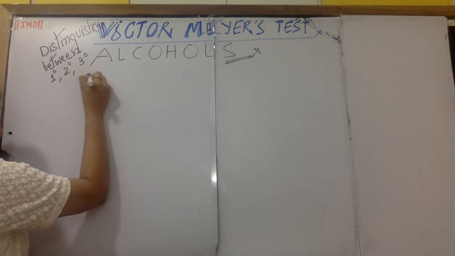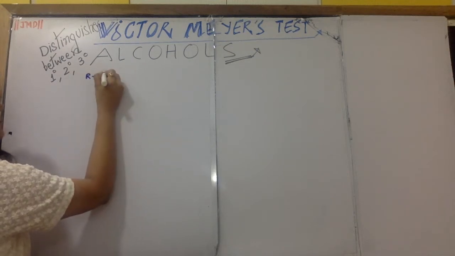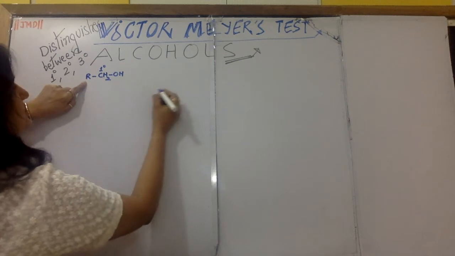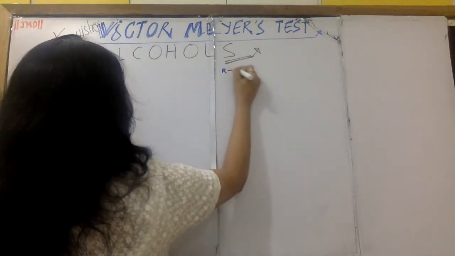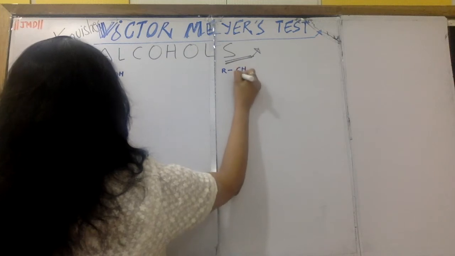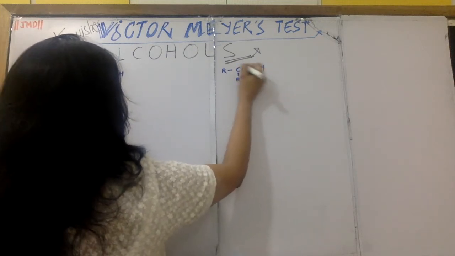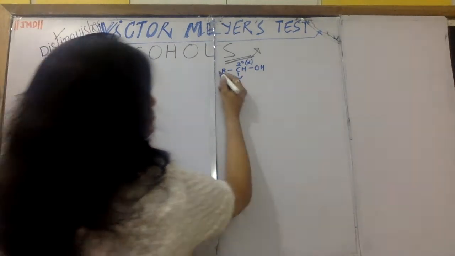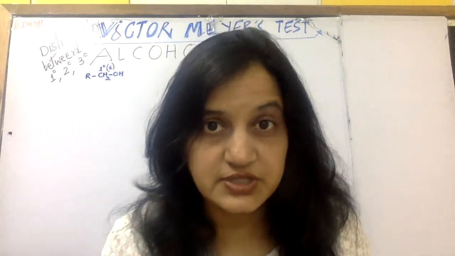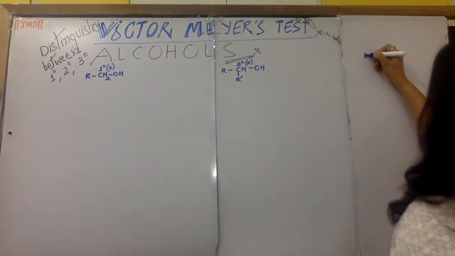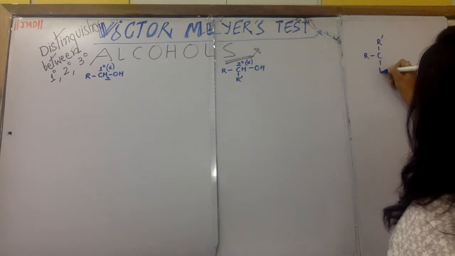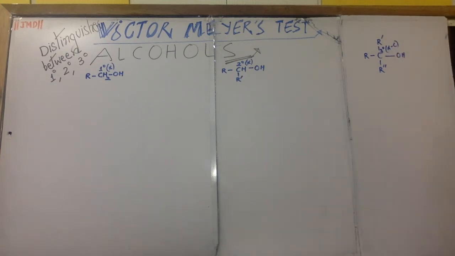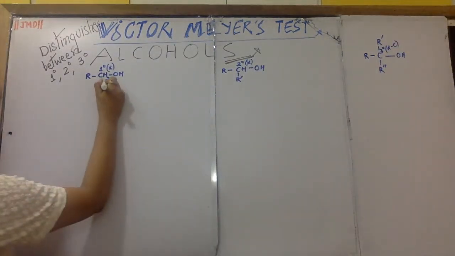See, primary alcohol is like this, RCH2OH, where the carbon is attached to only one alkyl group, so it is primary. Then we have secondary alcohol, where the carbon carrying OH, I mean the alpha carbon, is connected to two alkyl groups, and we know a carbon which is directly attached to two other carbons is a secondary carbon. Okay, now this is a tertiary alcohol, because the carbon carrying OH, that is the alpha carbon, is connected to three alkyl groups. Okay, now see how Victor Meyer's reagent works.